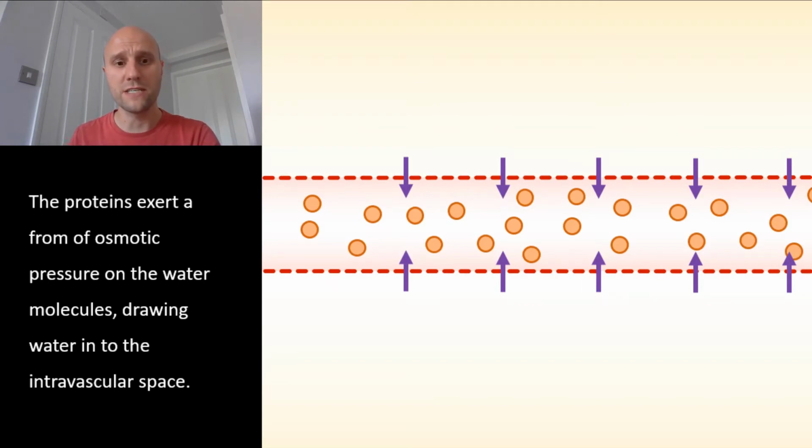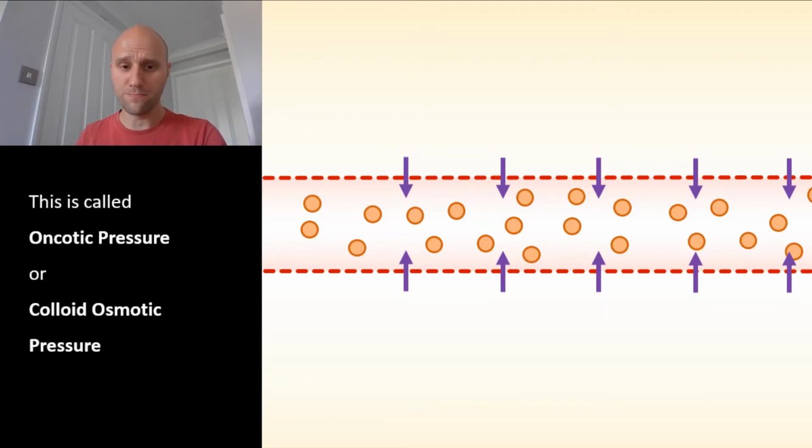And because of this, the proteins and these big molecules exert a pressure on the fluid within the interstitial space to draw that fluid back into the intravascular space. So there'll be a pretty constant pull of fluid and the smaller solutes back from the interstitial space and into the capillaries as you get towards the venous end. Now, this can variably be referred to as oncotic pressure or colloid osmotic pressure.